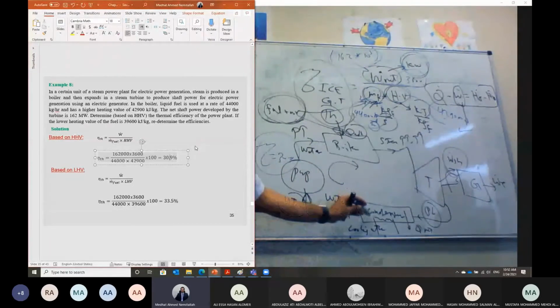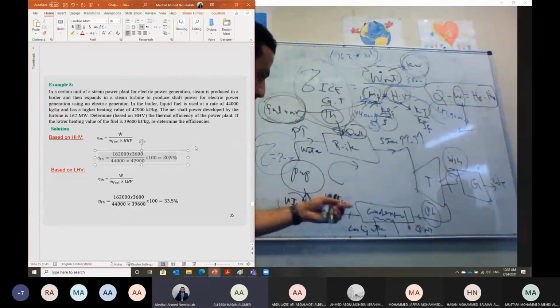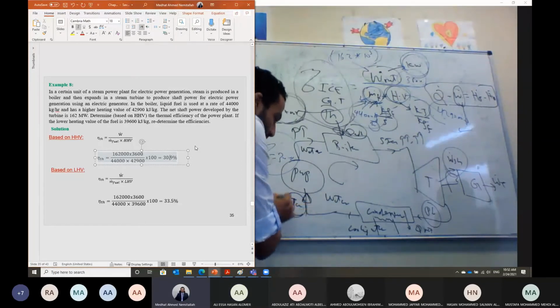Why should we use the condenser? I think because of the pump, doctor. It only handles liquids, water. The pump cannot operate unless we have liquid. This is one answer.